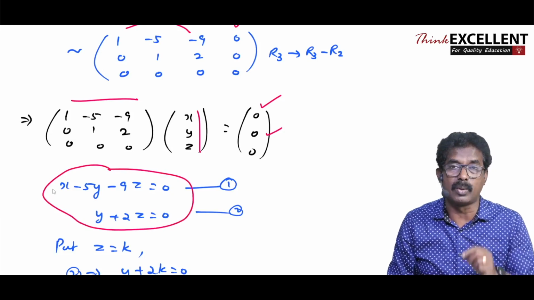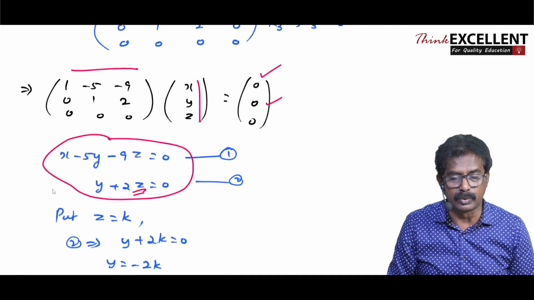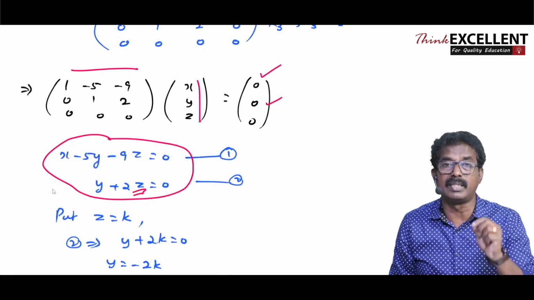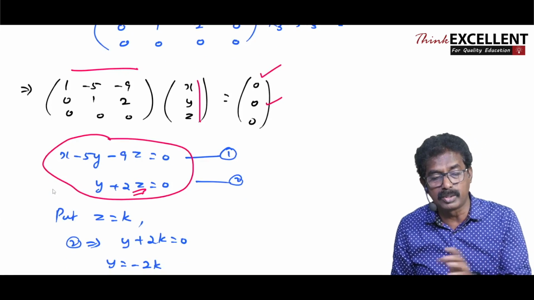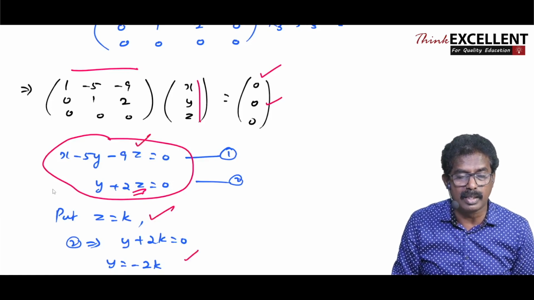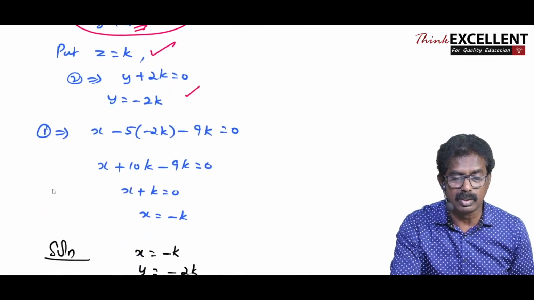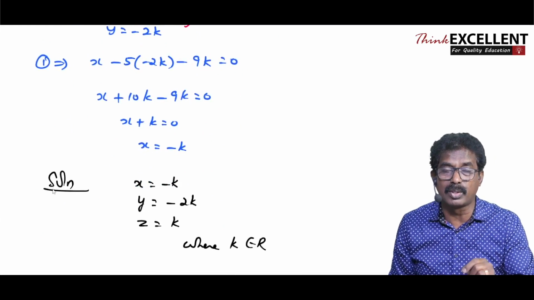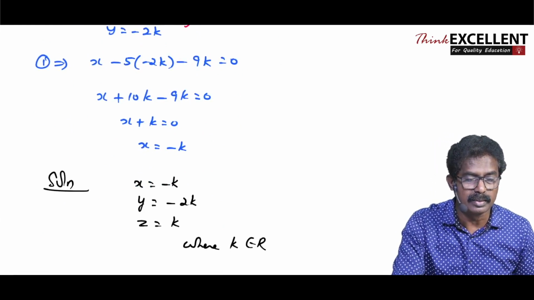So you assign a value for one of the letters here. For z we give k. We take z equal to k. In the second equation, for z you put k and you can find y. So y equal to minus 2k comes, right? Now the z value and y value are known. Substitute in equation 1 and you can find the x value also, and finally write x, y, z in terms of k. At the end write k belongs to R. R is the set of real numbers.